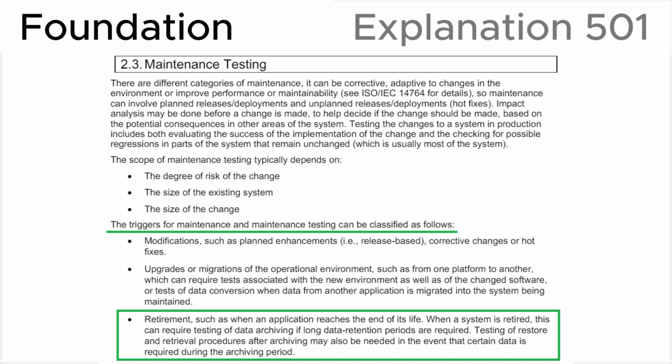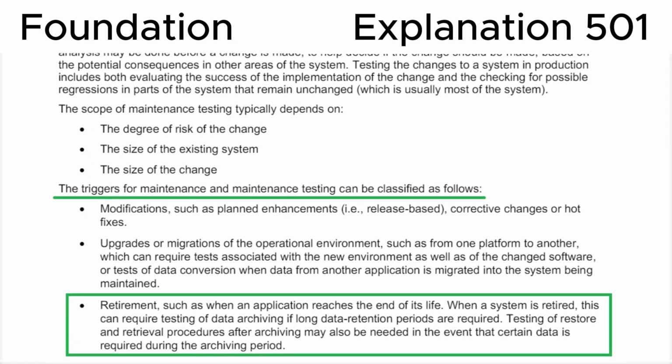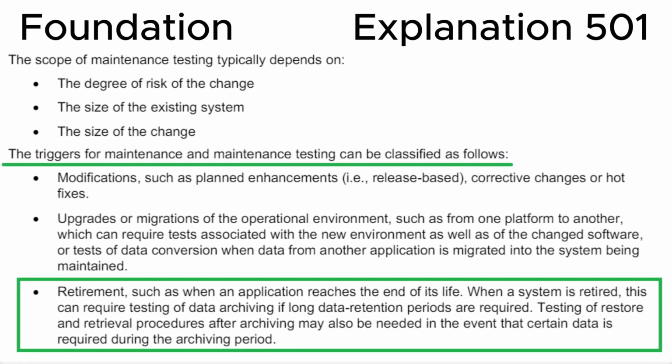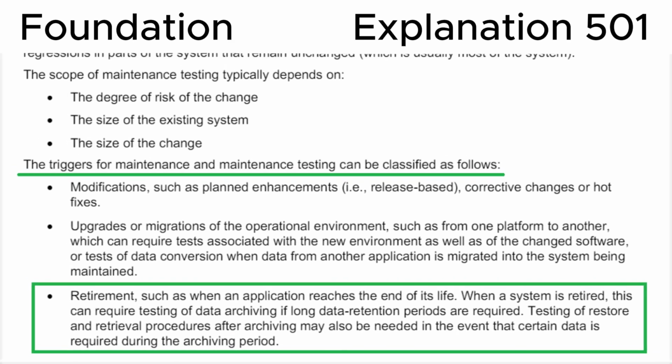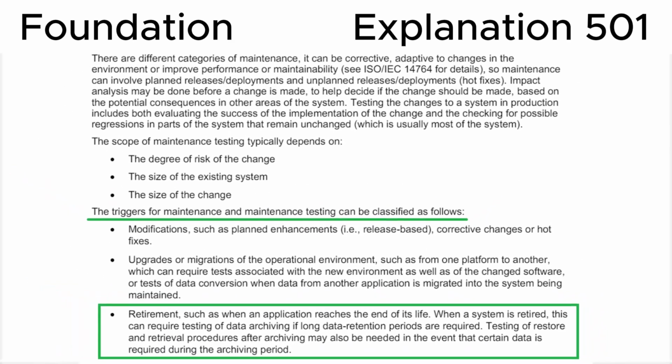Explanation. Finally, let's look at section 2.3, maintenance testing, in the ISTQB syllabus, where we can see that the triggers for maintenance and maintenance testing can be classified as follows. Retirement, such as when an application reaches the end of its life. When a system is retired, this can require testing of data archiving if long data retention periods are required. Testing of restore and retrieval procedures after archiving may also be needed in the event that certain data is required during the archiving period. This is fully consistent with the correct answer C.